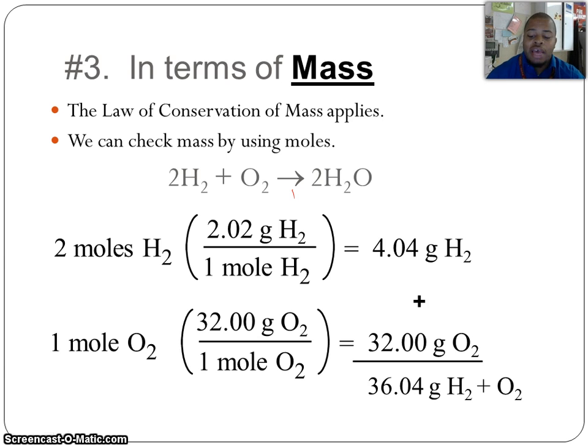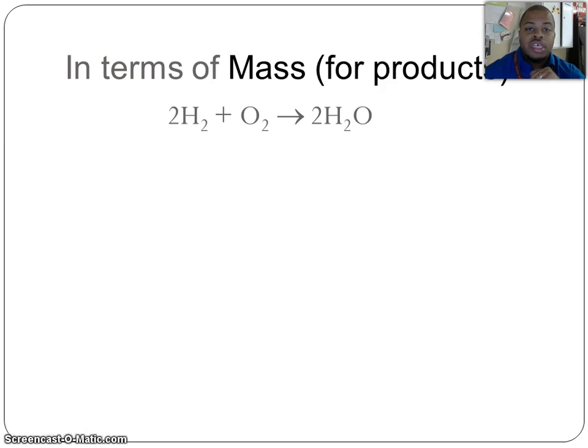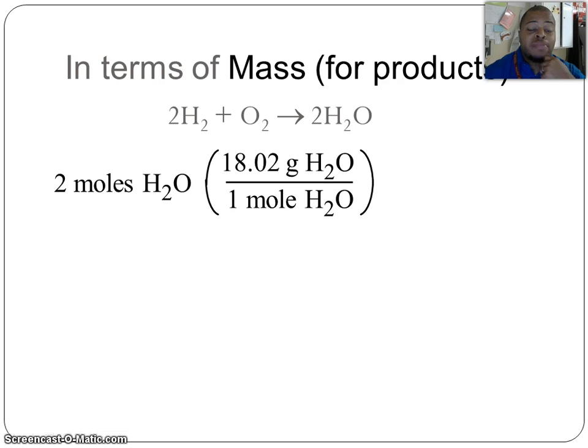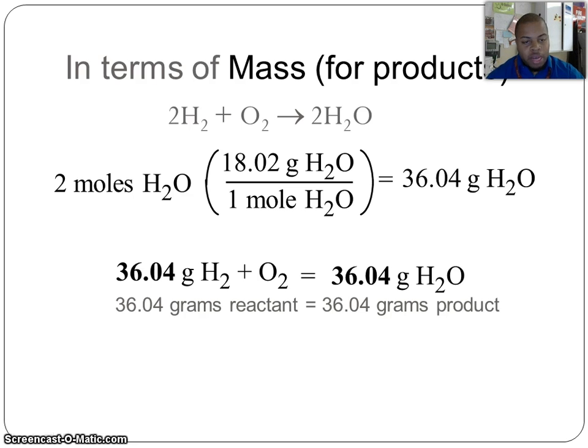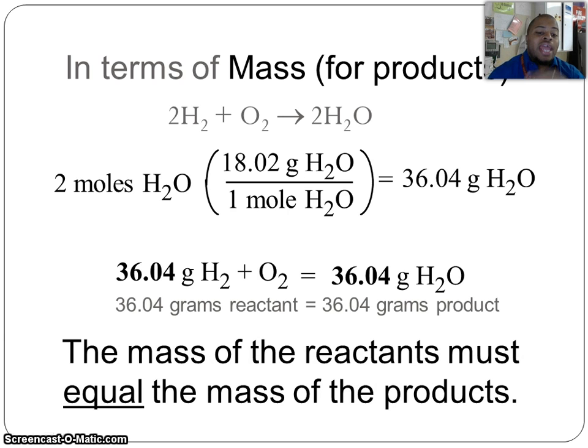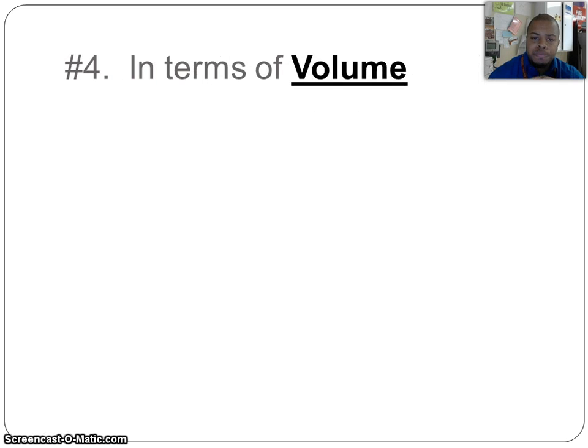I need to make sure that I have the same thing happening on the other side as well. So let's look at the other side. 2 moles of water. Each mole of water has a mass of 18.02. So do my mole conversion, and I get 36.04 grams of water. My reactants equal my products. I know I'm following the law of conservation of mass the way I'm supposed to. Remember, mass of reactants must equal mass of products. If it does not, we've made a mistake and we have to fix it.